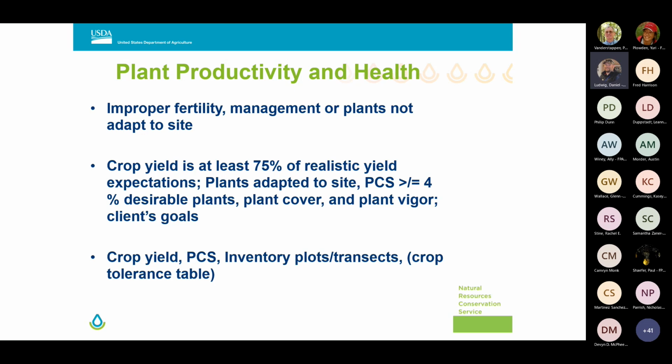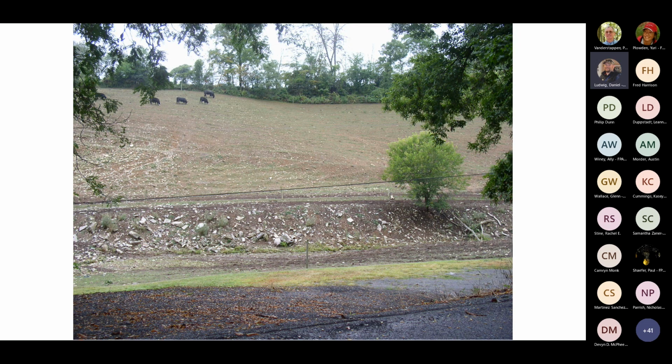And what can we do? What systems can we use in order to increase plant productivity and health? Again, what can we do here to improve plant productivity and health? Obviously, we need to grow more grass, more forages. We may have to restrict access to these pastures in order for that to happen.